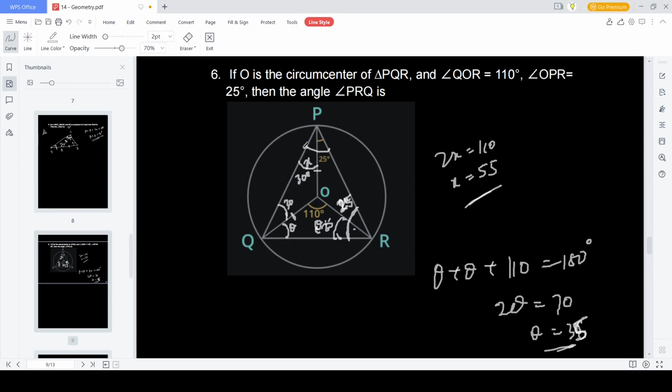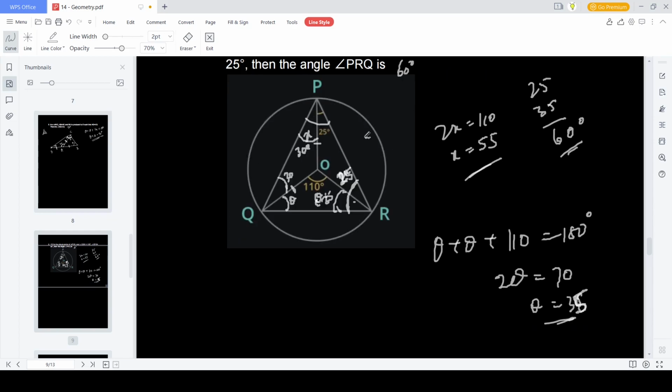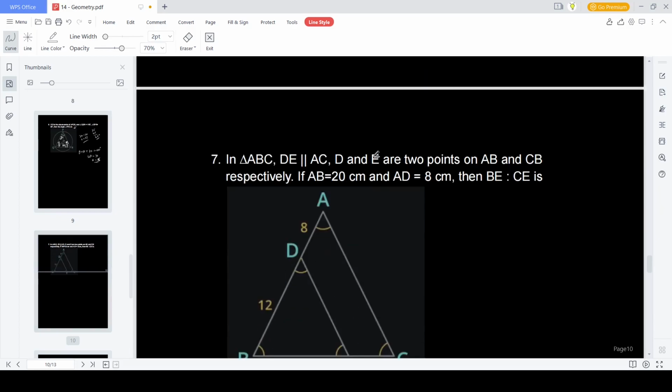So angle PRQ is nothing but 25 plus 35. That will come as 60. So this is the angle, 60 degree. That's the answer. So simple, just small observations we need. That's all. Next question.